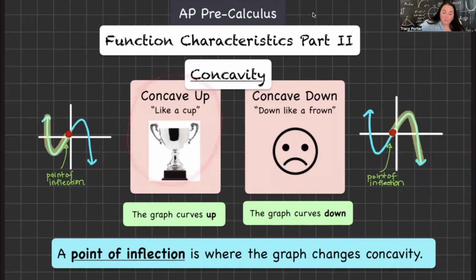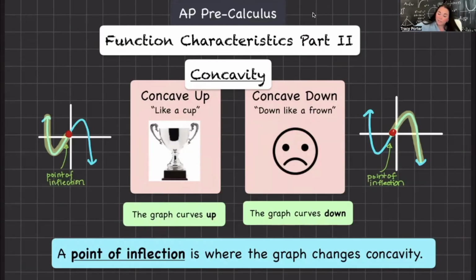Concave up. We can think of concave up like a cup, and you can see that the cup is curving up. And then concave down has a cute little rhyme: down like a frown. This one would curve down, right? You can see it right here in the frowny face. So they're really focusing on concave down like a frown and concave up like a cup, so you can remember those things. Here the graph is going to curve up if we say it's concave up, and the graph is going to curve down if it is concave down.